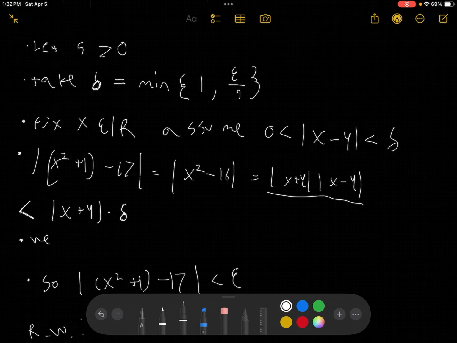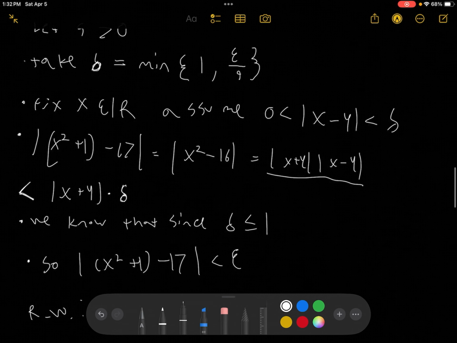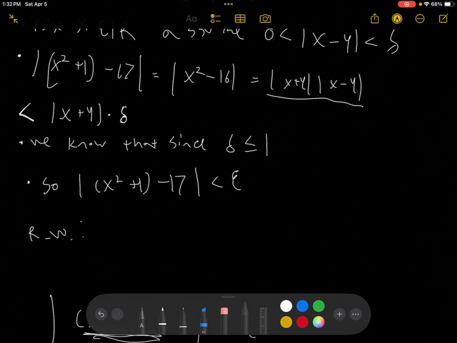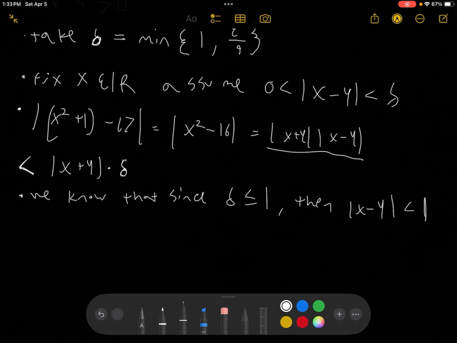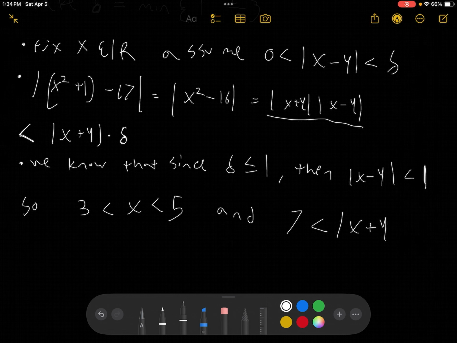And now we can write that we know that since delta is less than or equal to 1, |x - 4| is less than 1. So x is between 3 and 5, and x plus 4 is between 7 and 9.